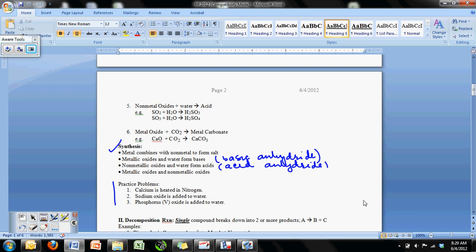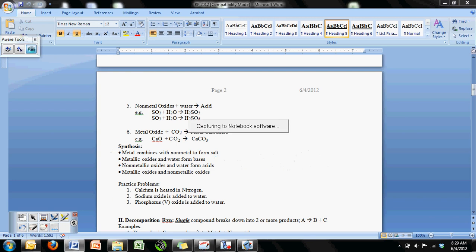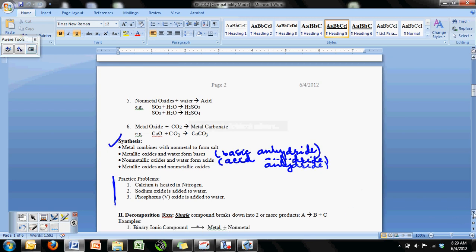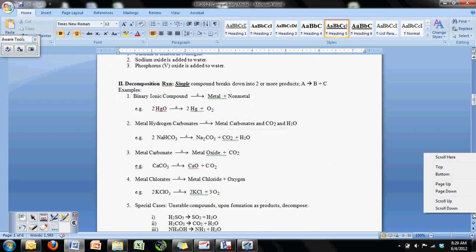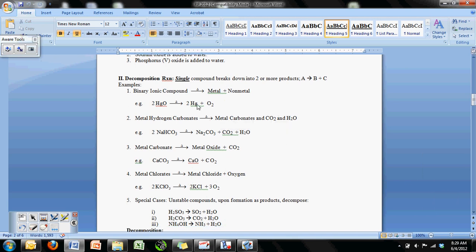reaction prediction. The second type of reaction is called decomposition reaction, and decomposition reaction is characterized by one reactant breaking into two or more products. Now this reactant has to be a compound because elements cannot be broken down into simpler types. So when one compound is heated or passed an electric current or some kind of drastic measure is taken, then it can dissociate to form two or more elements, compounds, or a combination.